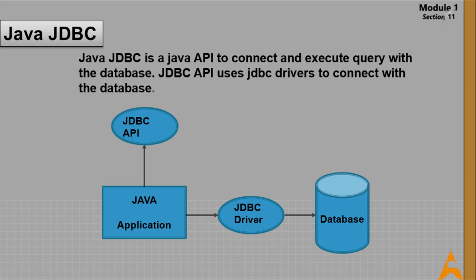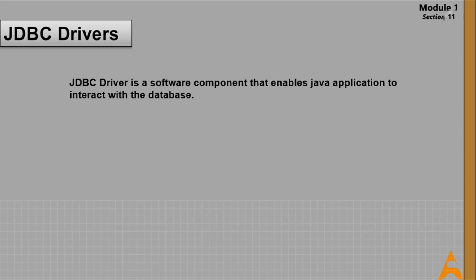Before JDBC, ODBC API was the database API to connect and execute query with the database. But, ODBC API uses ODBC Driver, which is written in C language, that is, platform dependent and unsecured. That is why Java has defined its own API, JDBC API, that uses JDBC drivers that are written in Java language. Now let's know about JDBC drivers.